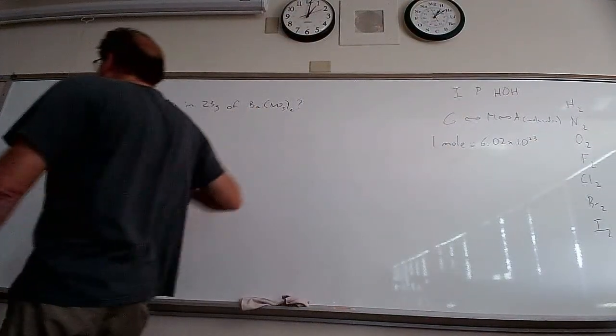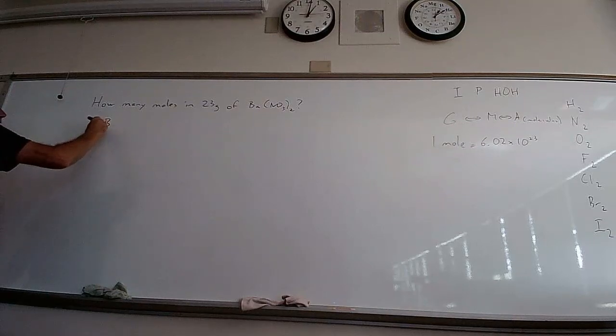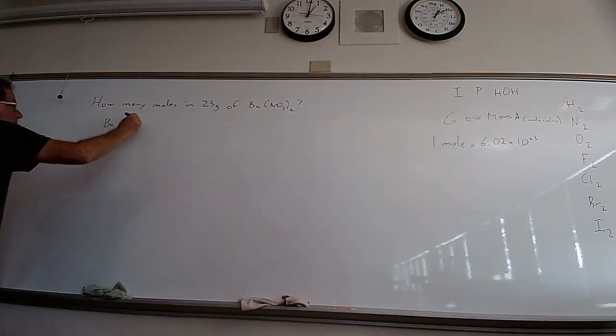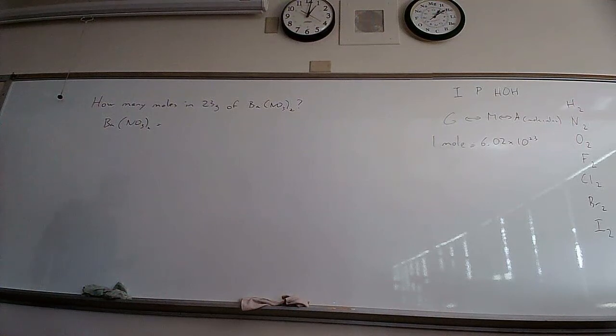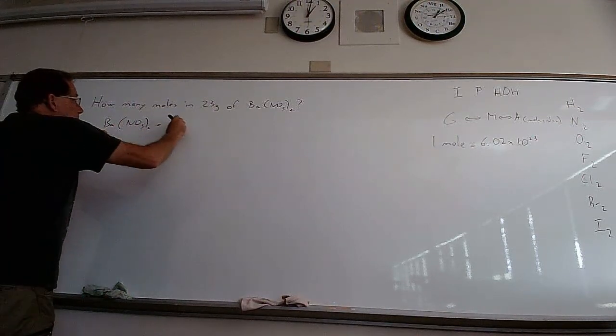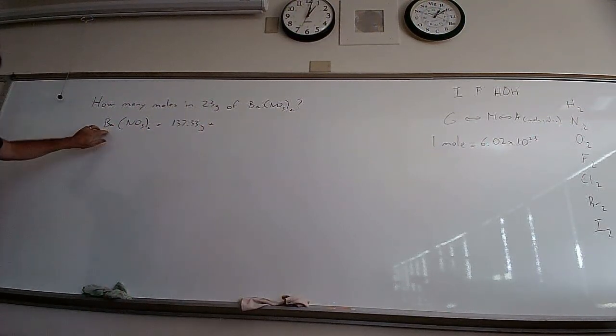But what I have to do first is find the molar mass of that. And I chose one that's a pain to solve. I did that on purpose. All right, so you have to look it up on the periodic table. You have to look up the atomic mass. And if you forgot which one is the atomic mass, that's the number with the decimal. Barium is 137.33. I remembered that. Wow.